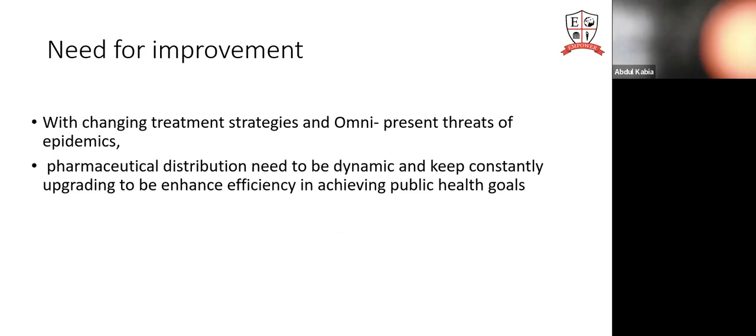So there is need for improvement. We need to improve our practices, because there are changing treatment strategies, and there are threats, epidemic systems. It will be difficult for us to move forward. Our pharmaceutical systems need to be dynamic, constantly changing and upgrading to enhance efficiency in achieving public health goals. We should look at the public health goals, and design our pharmaceutical system, our storage and distribution system, to meet those goals. There are threats we need to address. There are emerging emergencies. So there is need for us to improve. Next slide.